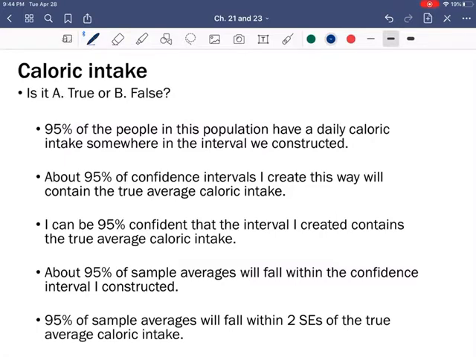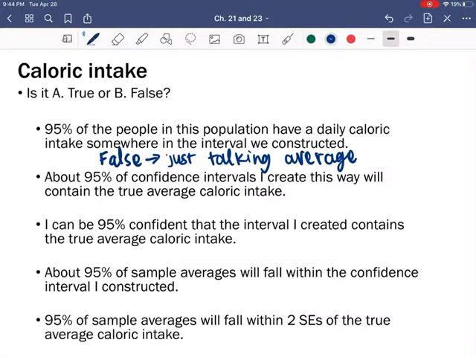So, 95% of people in this population have a daily caloric intake somewhere in the interval we constructed. That is false. This 95% confidence interval is referring simply to the average. Average does not include 95% of the people. Average just takes all the people and finds a middle ground.